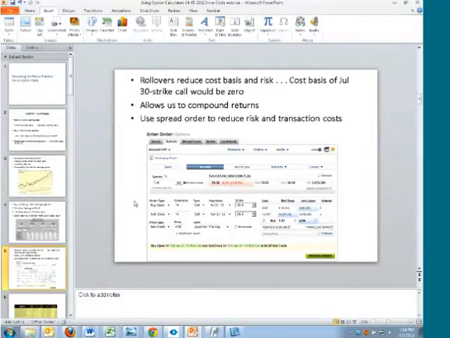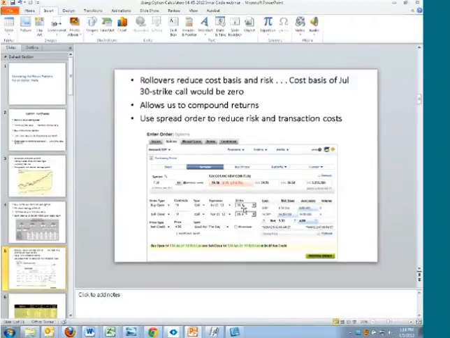So I plugged this into my trading platform yesterday. TJX was trading at 39.36, and this would just be an example of a rollover trade. And let's assume that we were going to sell to close. We're going to close out the April 25 calls, and then let's assume we were going to buy to open the July 30 calls.